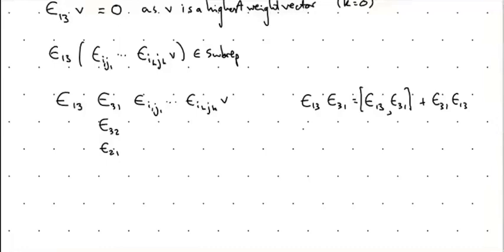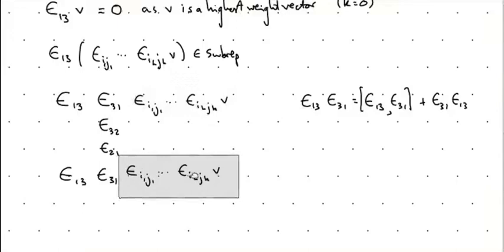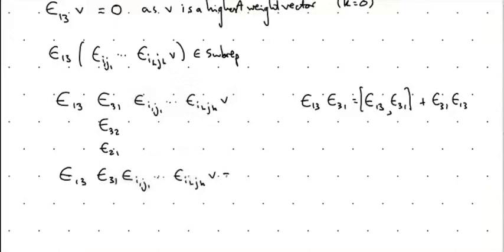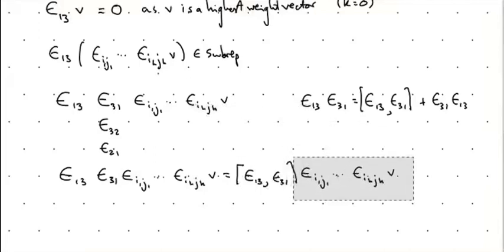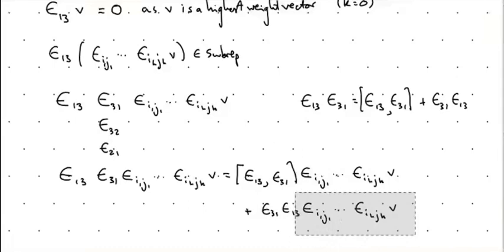Okay, well, let's assume that our first negative root here is E31. Well, then E13E31 followed by all this extra negative stuff is equal to, by this formula, the bracket of E13, E31 times all the negative stuff, plus E31E13 times all the negative stuff. So I can deal with the two terms separately.